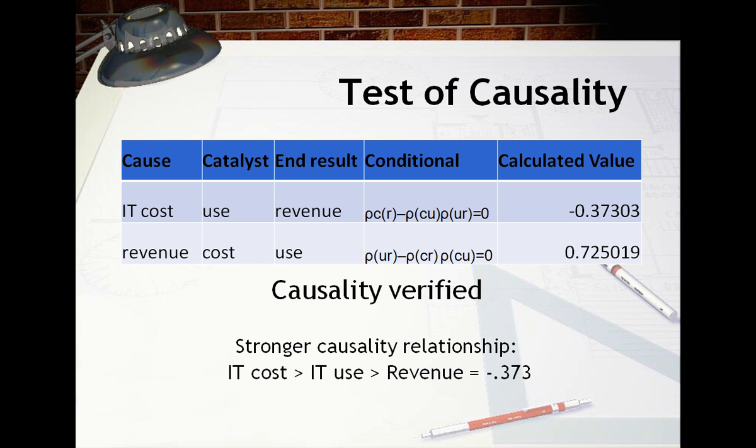When causality was tested, the calculated number closest to 0 was negative 0.373. The negative value suggests there is an inverse relationship between the variables. The value suggests that because of the increased investment in IT, use has actually decreased, and as a result, revenues have gone down. However, the significance of this value is relatively weak because it is still far from the value of 0.